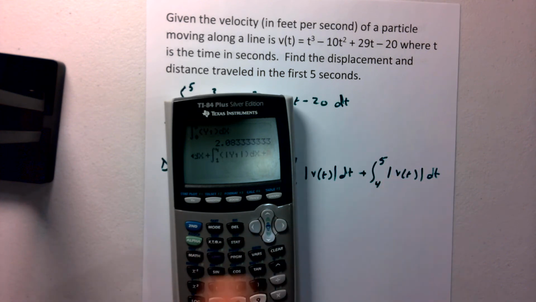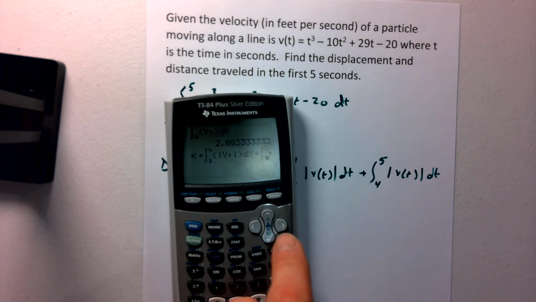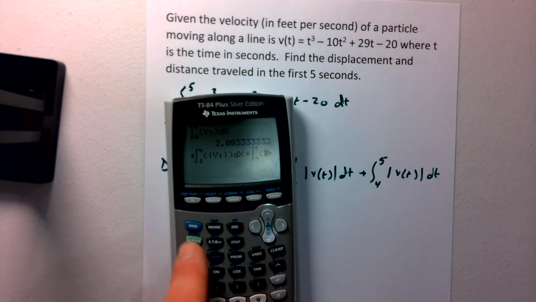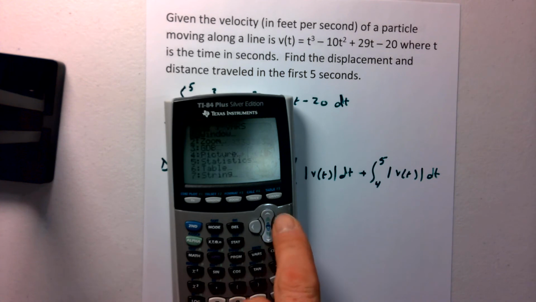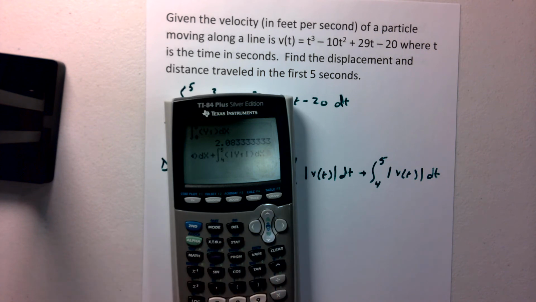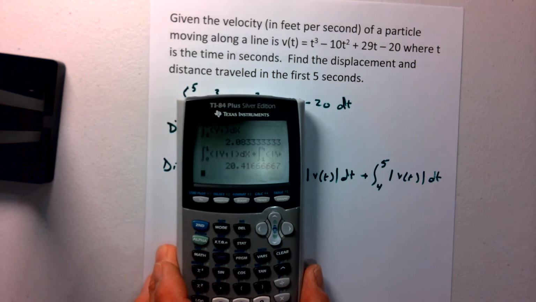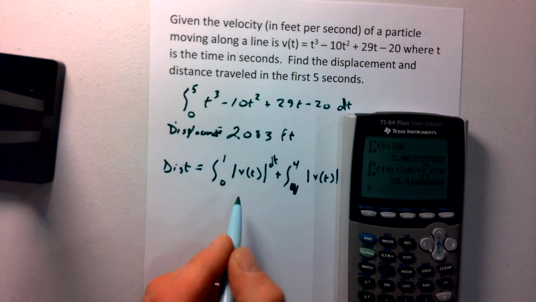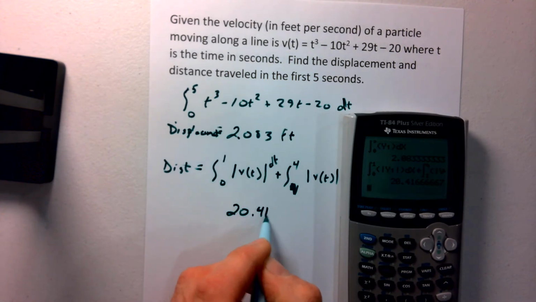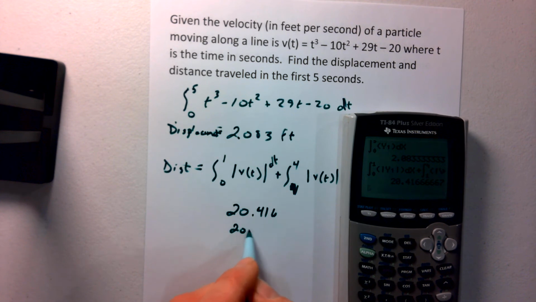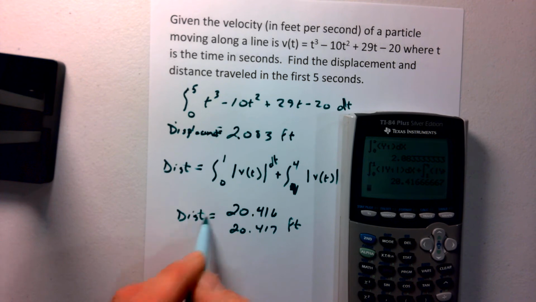And then to that, I'm going to add the integration, so math 9, the integration from 4 to 5 of my function. Again, I'm going to do my absolute value, go over to num, absolute value of vars, y vars function, and y1. And again, go and put in our variable of integration, dx. And hit enter. We get a total value of 20.416, or if you want 20.417 feet. And that's going to be our distance that we travel.